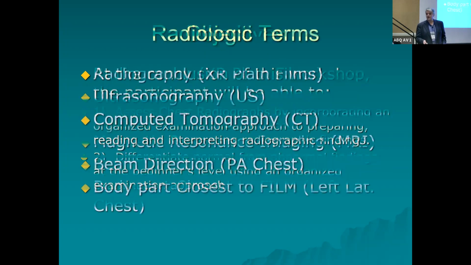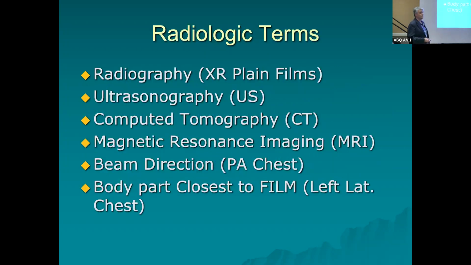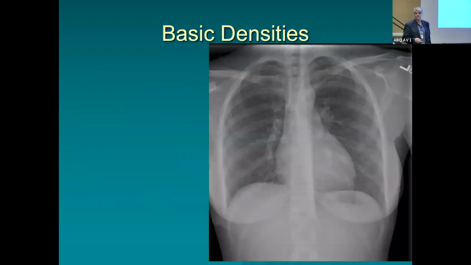So, some radiographic terms. I won't go into all of these for time's sake, but this is what we're going to be looking at today. Back in the time when I was getting x-rays, it was get a film, wait 15 minutes for it to develop. Nowadays, it's almost computerized, and you get an instantaneous recording. There's ultrasound and CT and MRIs, which I won't be going into in this presentation, but we will talk about some of the other components here, like beam direction and the body parts that are closest to the film. These are things you're going to be considering when you look at chest x-rays.